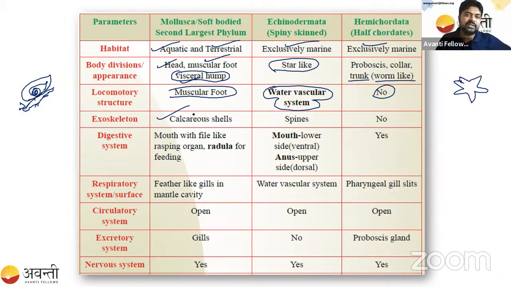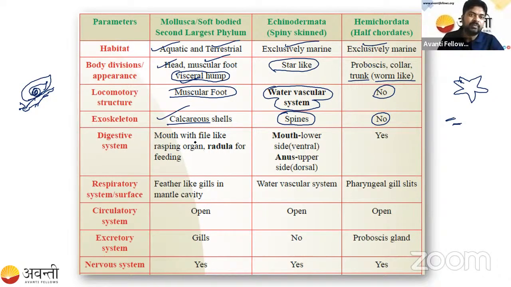Next is the exoskeleton. The exoskeleton is developed by a calcareous shell. Here you can see they have spines in the case of Echinodermata. Spines means some thorn-like structures. And in the case of Hemichordata, they do not have any exoskeleton.